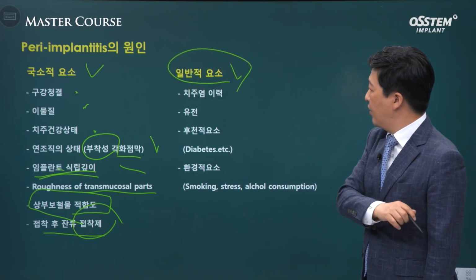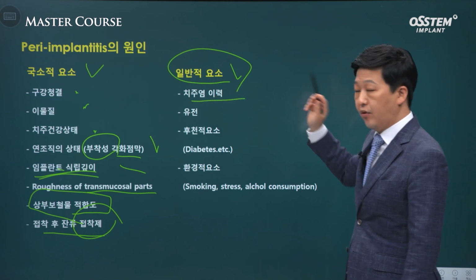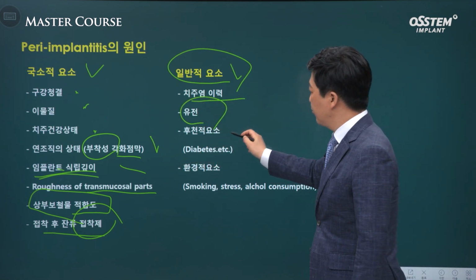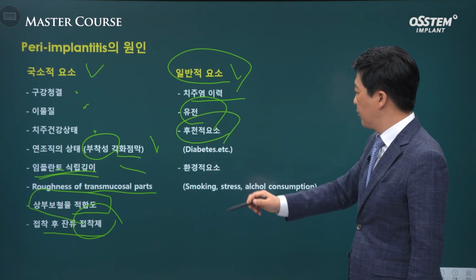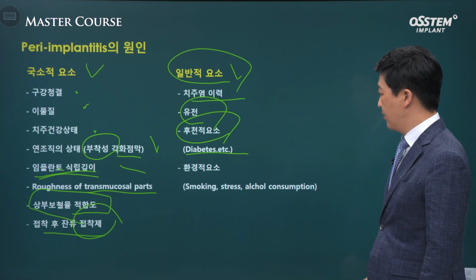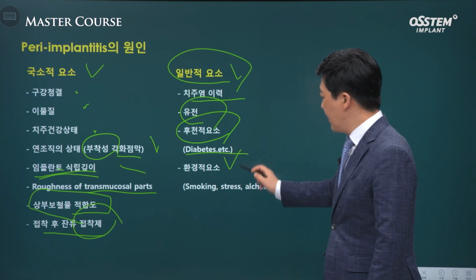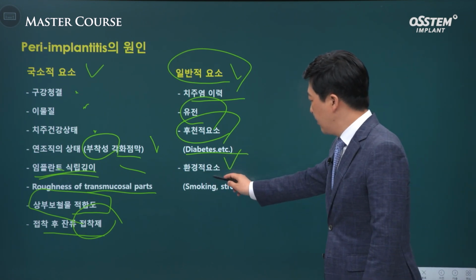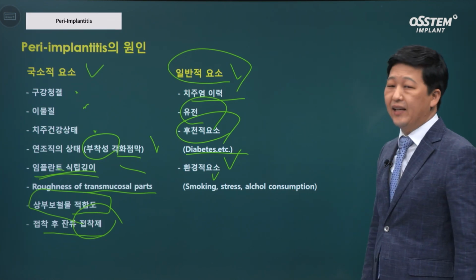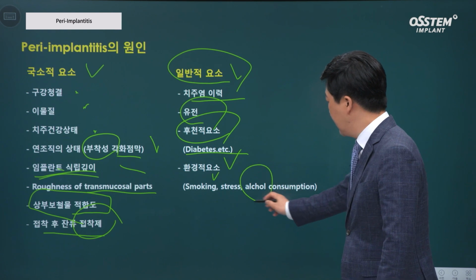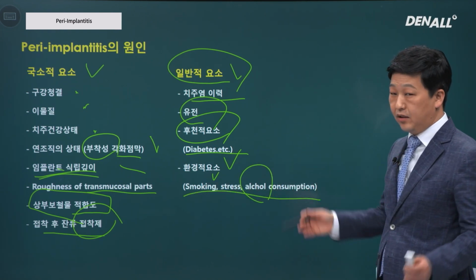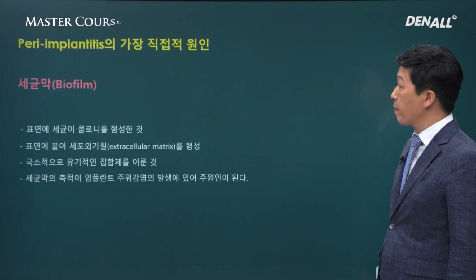Let's look at general cause. The patient could have had history of severe periodontitis. There can be genetic factor as well. It can also be caused by acquired factors such as diabetes. The patient could have systemic disease as well, and there can be environmental factors. The patient may be smoking, or the patient may be extremely stressed, or may be drinking excessively. In these cases, because management is difficult, peri-implantitis can occur more easily.